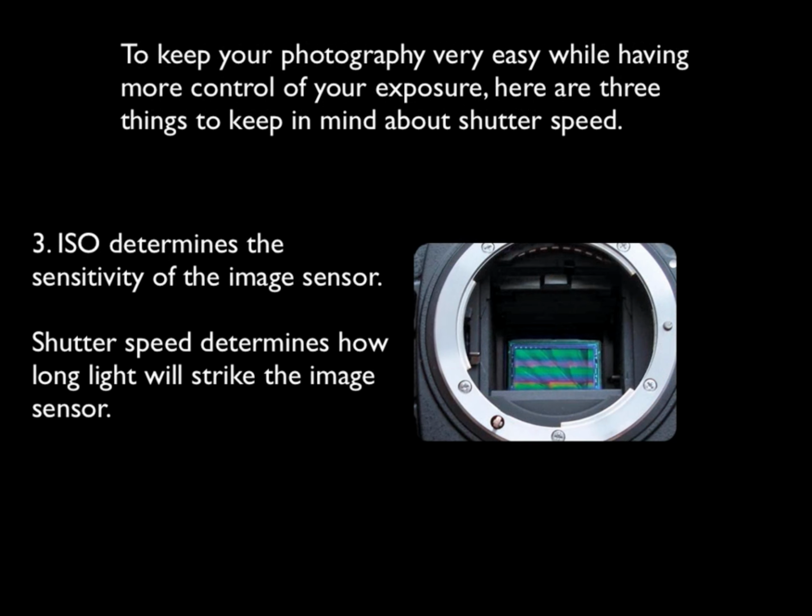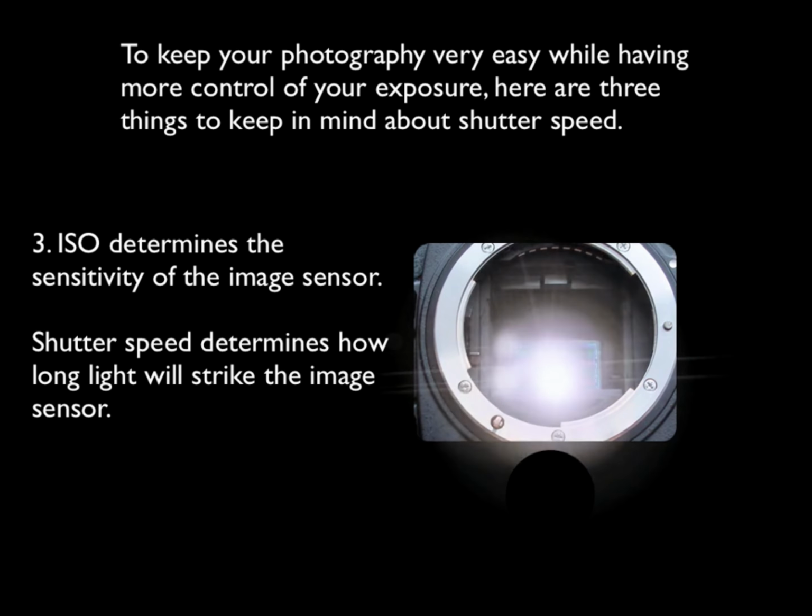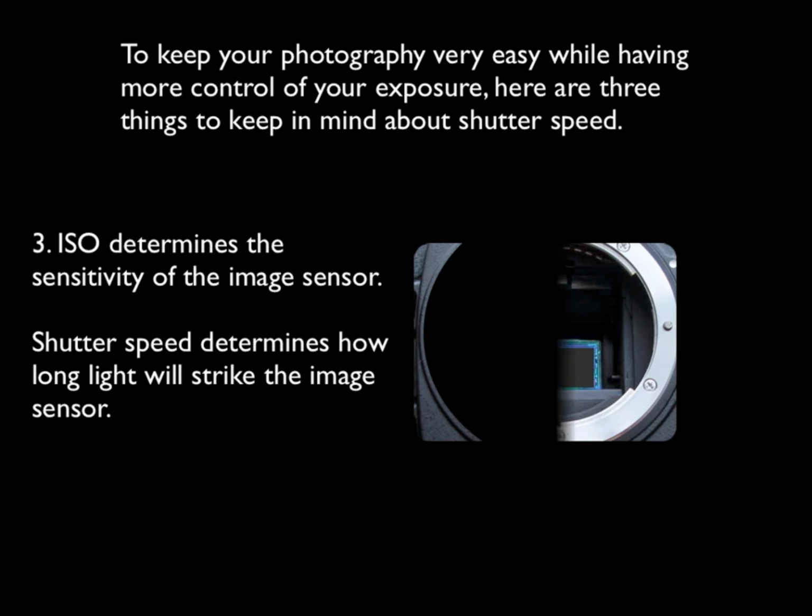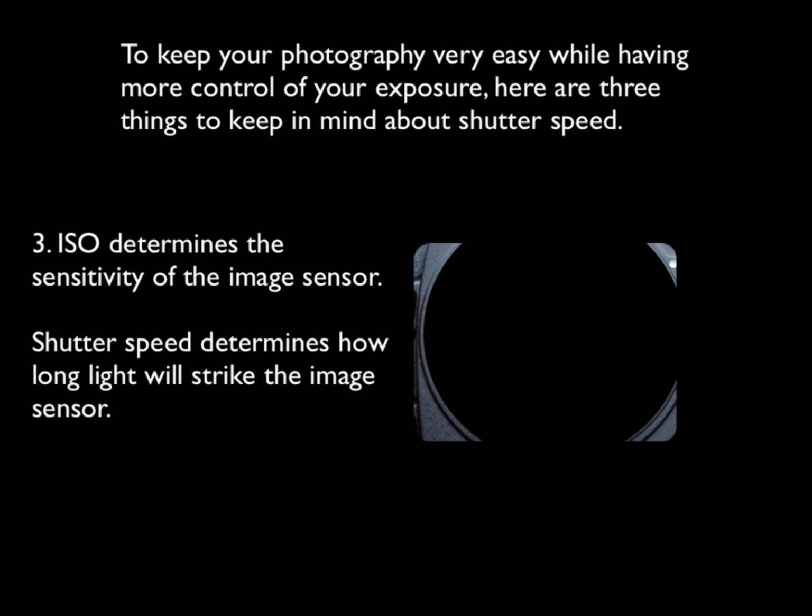Number 3, ISO determines the sensitivity of the image sensor. Shutter speed determines how long light will strike the image sensor.